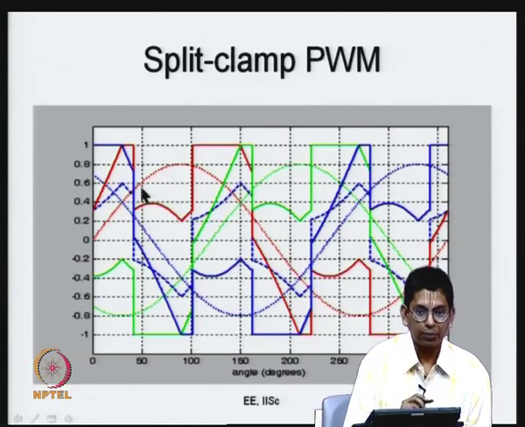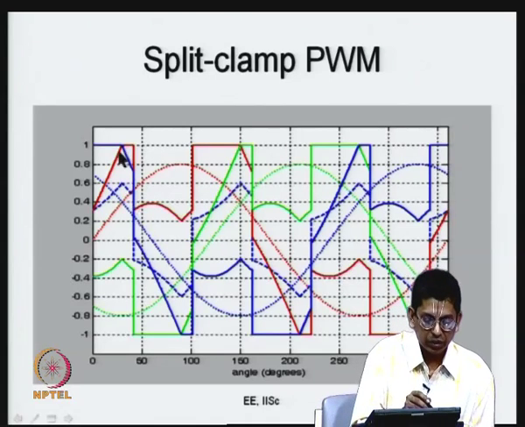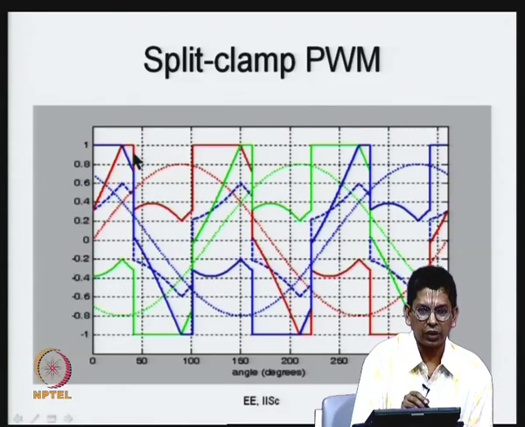Now, this is an example where you start clamping again at 30 degrees, but this is not going all the way to 60 degrees here. It stops at 42 degrees or 45 degrees or something like that, 42 degrees maybe, and the remaining duration, let us say if you have clamped for 12 degrees here, for the remaining 48 degrees you clamp it here.